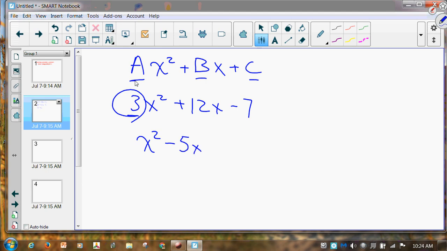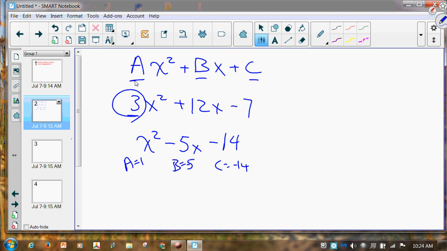5x minus 14, right? And that would be a case where a is equal to 1, b is equal to minus 5, and c equals minus 14. Okay, so those are quadratic forms.